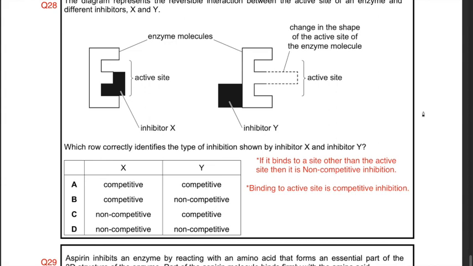Hence, inhibitor X represents competitive inhibitor as it binds to the active site, and inhibitor Y represents non-competitive inhibitor as it doesn't bind to the active site but away from it. Therefore, the answer is B.